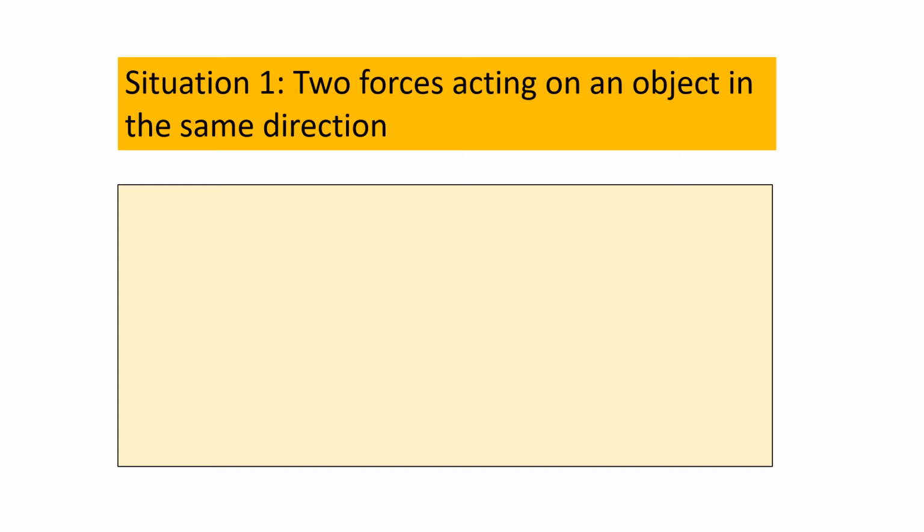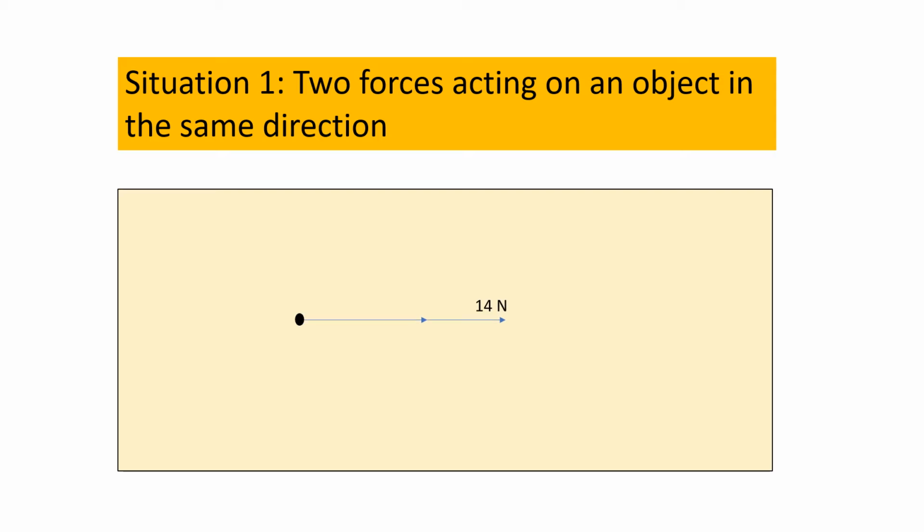Okay, so now let's consider the first situation. Two forces acting on an object in the same direction. Now you have an object and there is one 6 Newton force acting to the right. Now you have another force, which is 8 Newton, and this is also acting to the right. So my question is, what is the resultant force? Ta-da! This is the answer.